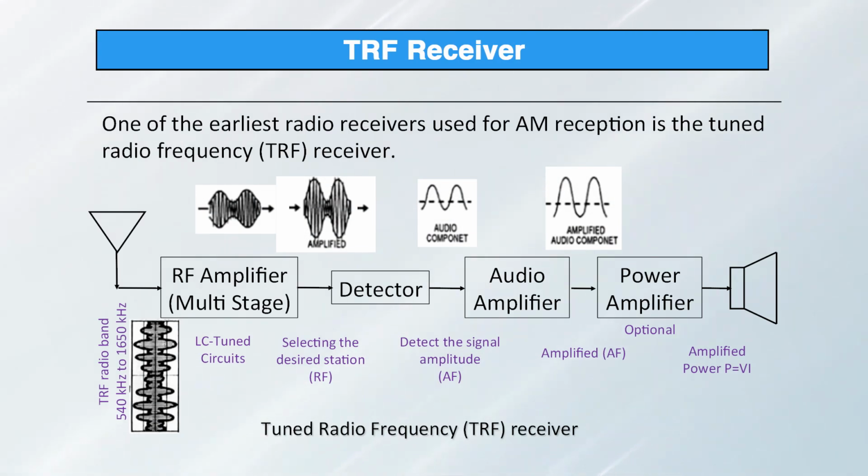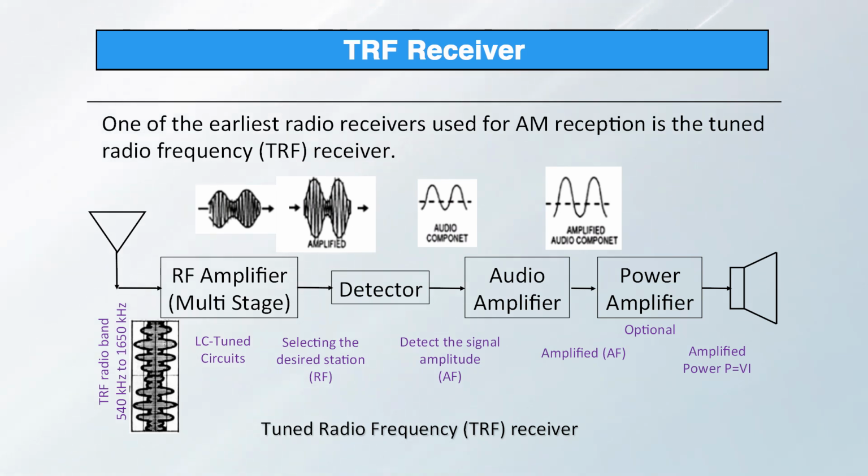Both types of receivers have contributed to the evolution of radio broadcast and communication systems, with the superheterodyne receiver offering superior performance and becoming the dominant design in modern radio receivers due to its improved selectivity, stability and ease of tuning. Now, let us have a detailed description of each of these receivers. First of all, the tuned radio frequency receiver.